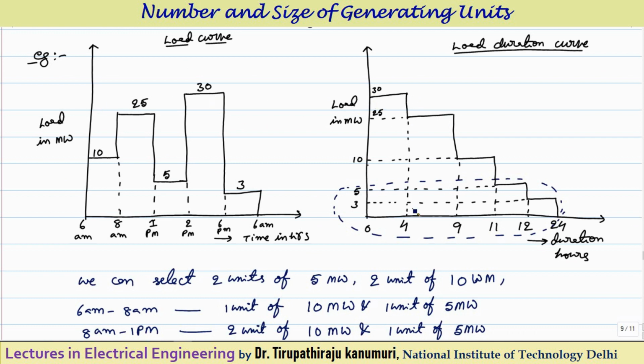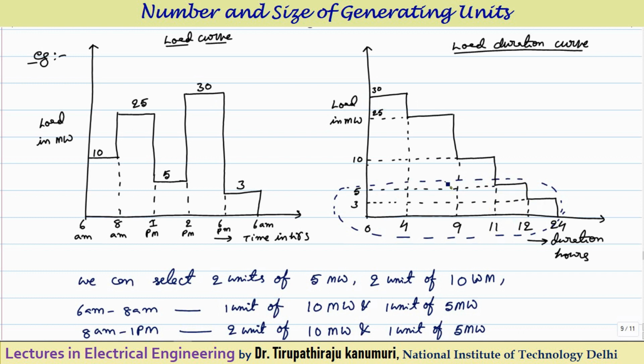So I have arranged 30, then 25, then 10, then 5 and then 3. So you can see here there is 3 megawatt running for 24 hours, 5 megawatt is running for about 12 hours. We have to select the units in such a way that units should not be very small, because if they are very small, the number of units required will increase drastically. And we know that the generator can be designed to operate at maximum efficiency between 75% to 100%.